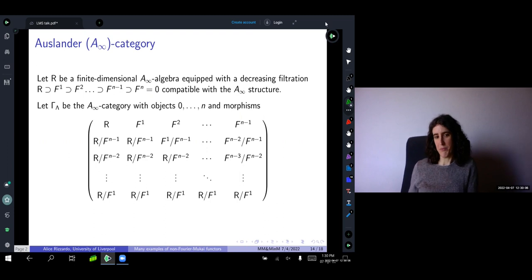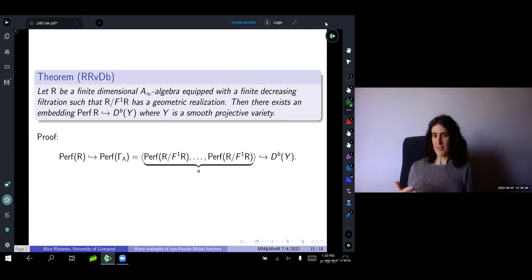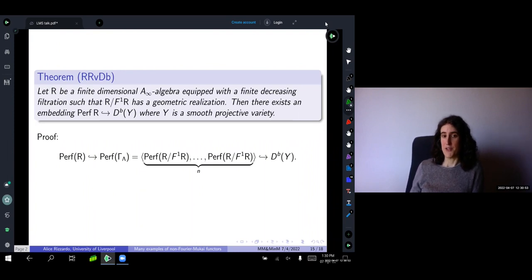Now we could package all of this in an A infinity algebra, but for technical reasons, we want to package it into an infinity category instead. This has n plus one objects, and the morphisms are given by this huge matrix. It's not so important what the matrix is. The important thing is it works. You start with a finite dimensional A infinity algebra, and you assume there's a finite decreasing filtration that is compatible with the A infinity structure, and such that the first quotient, so the smallest quotient, has a geometric realization.